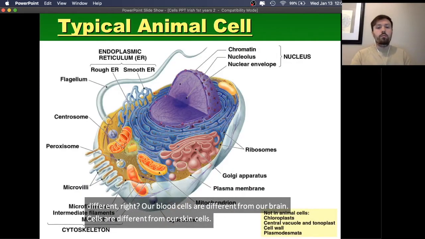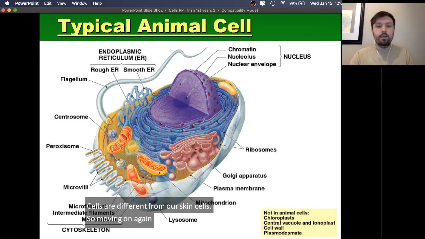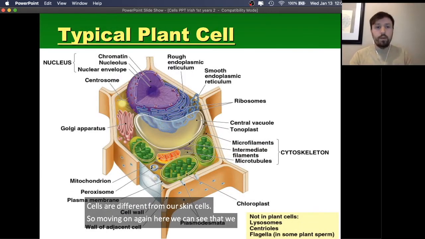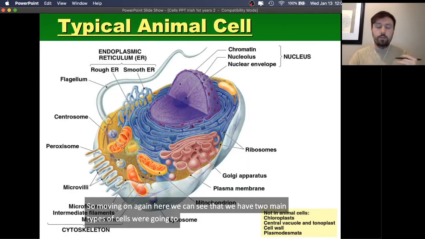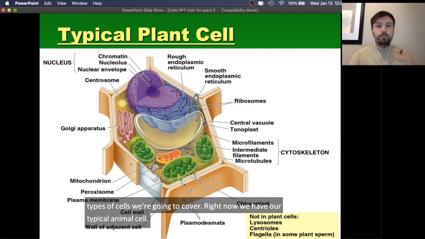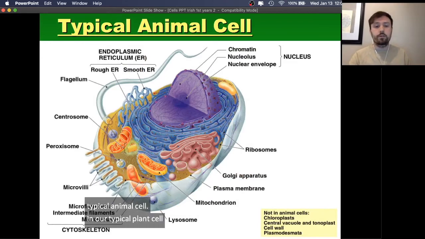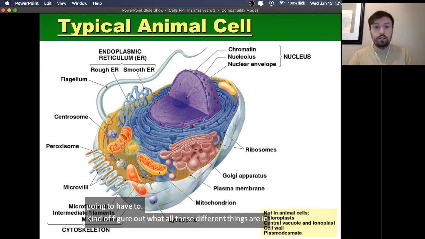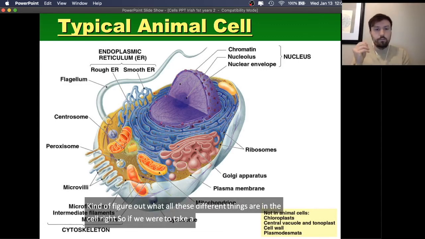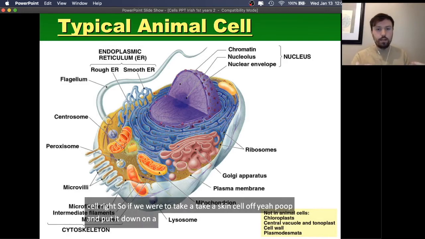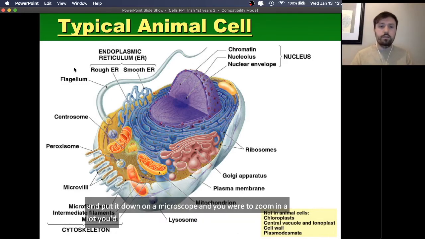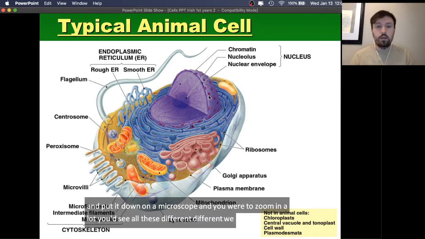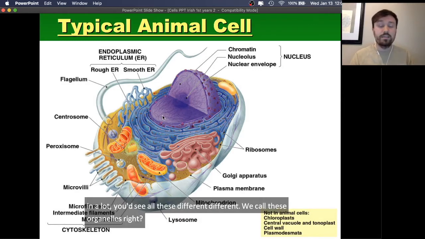So moving on again here, we have 2 main types of cells we're going to cover right now: our typical animal cell and our typical plant cell. What you're going to have to do for homework or additional work today is figure out what all these different things are in the cell, right? If we were to take a skin cell off you and put it on a microscope and zoom in a lot, you'd see all these different things we call organelles, right? And each one has a different job.